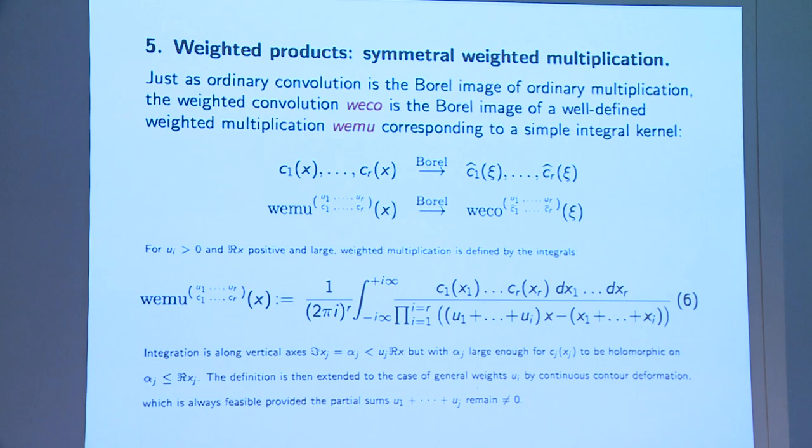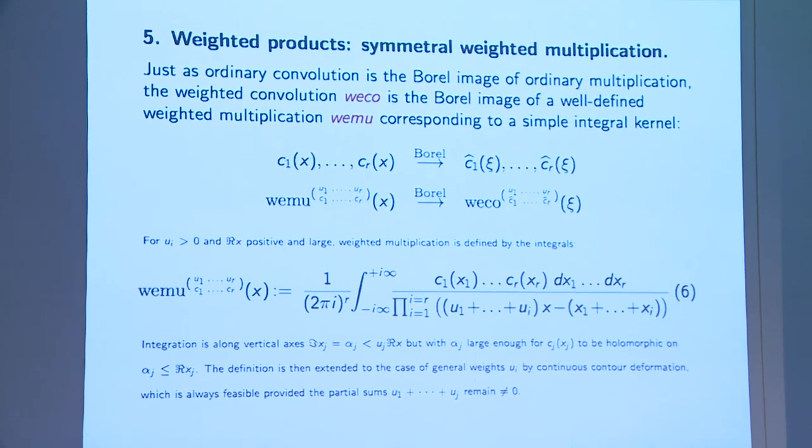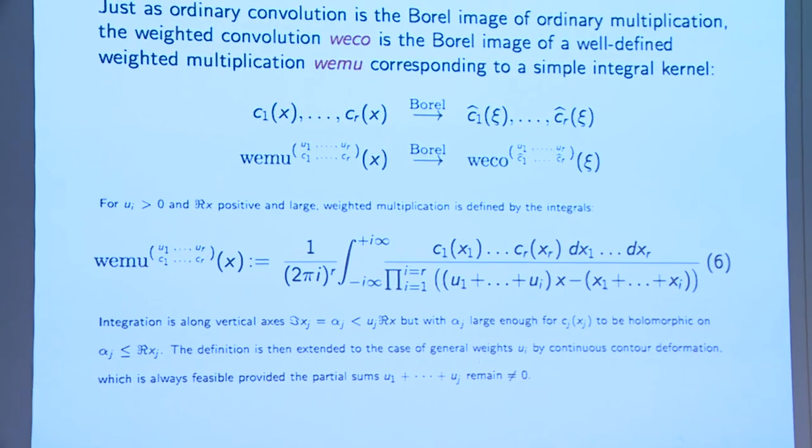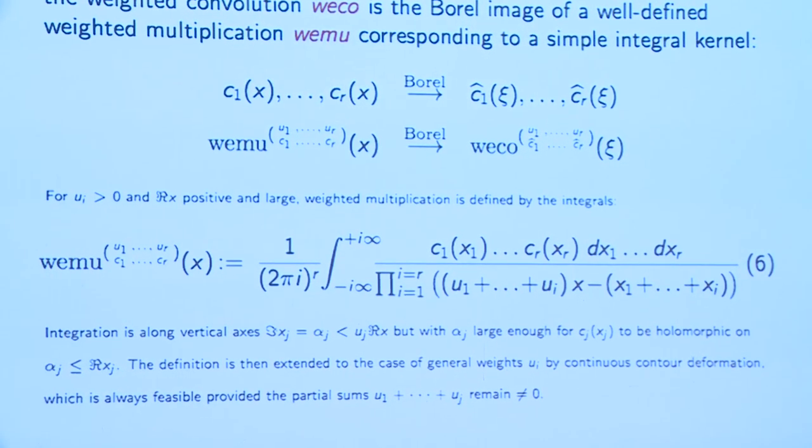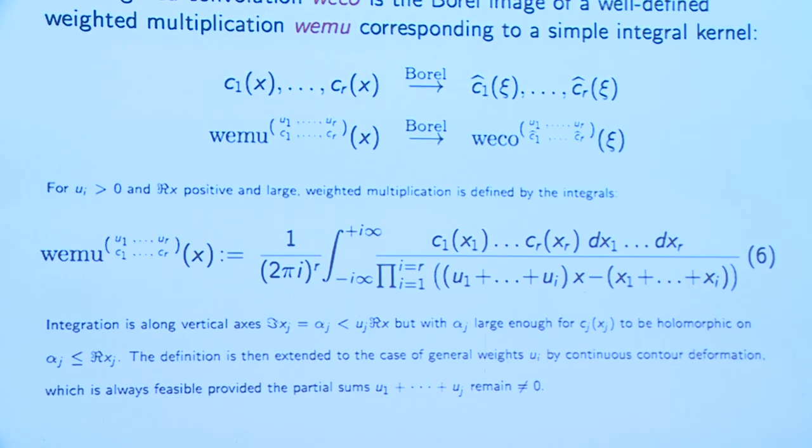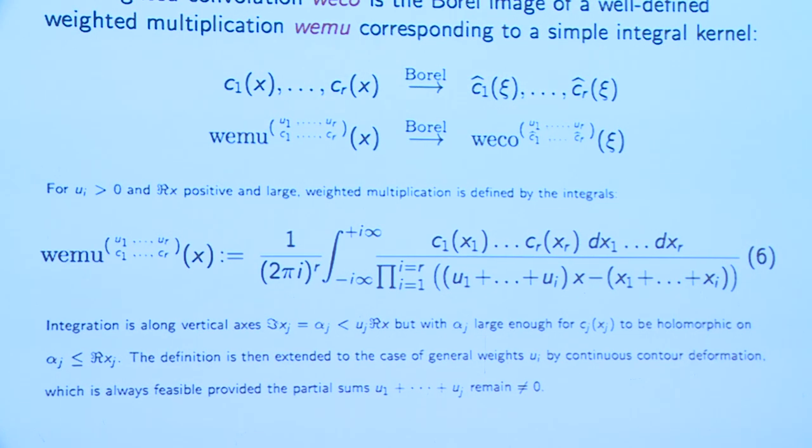Just like ordinary convolution is the Borel image of ordinary multiplication, in the same way, weighted convolution is the Borel image of, let us say, a weighted multiplication, which is a simple integral kernel, this one here. And this formula is of no practical use. Actually, all the work has to be done in the convolutive plane, the Borel plane. But from it comes a nicer picture, and it has the merit, at least, of making symmetrality obvious, because the kernel itself is quite obviously symmetrical.